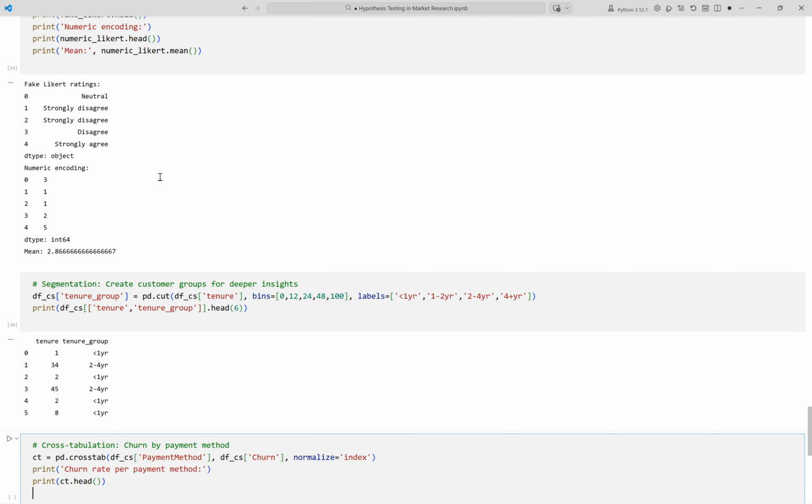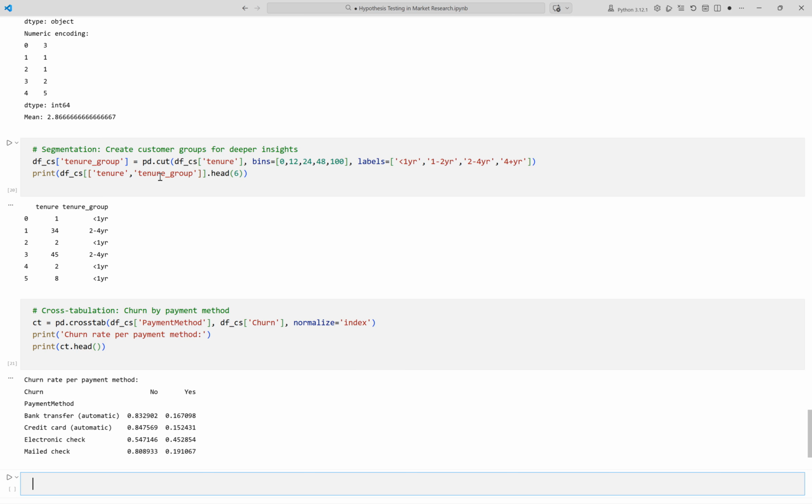Running the cell now. This output shows the churn rate grouped by payment method, revealing that customers using electronic checks have a notably higher churn rate, about 45%, compared to automatic payments. By normalizing within each payment group, the code helps us compare churn proportions fairly, emphasizing where retention issues might exist. This ties directly to the lesson's focus on exploring patterns in customer groups to inform targeted business hypotheses. You can also crosstab by contract type, service tier, or any customer attribute.